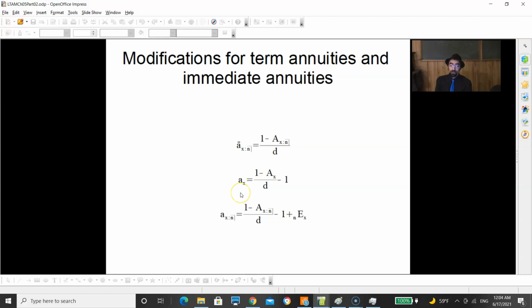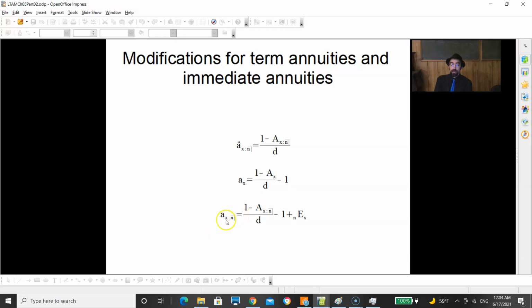For immediate annuities, we'll just say little a sub x equals 1 minus big A sub x over d, minus 1, right? Because we'll just say little a sub x equals little a double dot sub x minus 1. If you remember from part 1, there we had that formula relating immediate annuities to annuities due. And so we're just making that adjustment here.